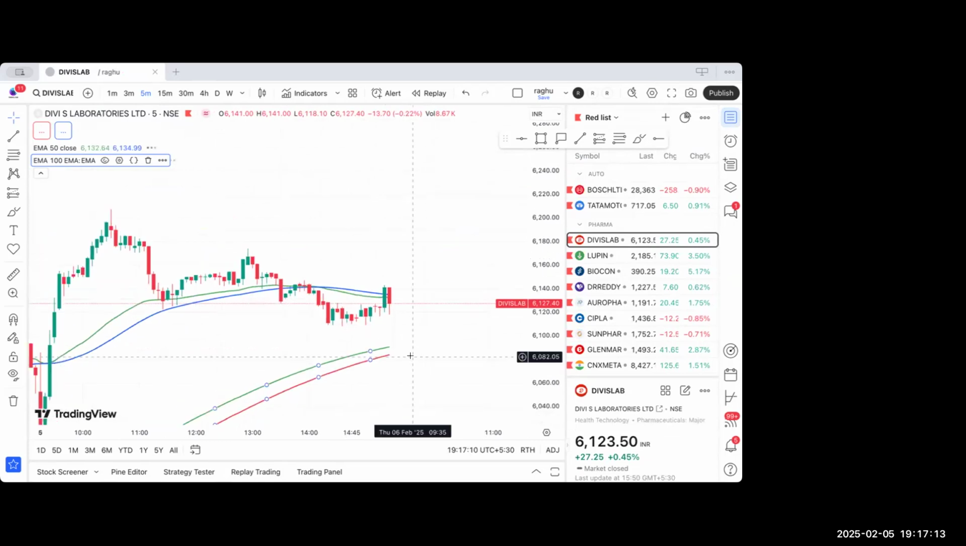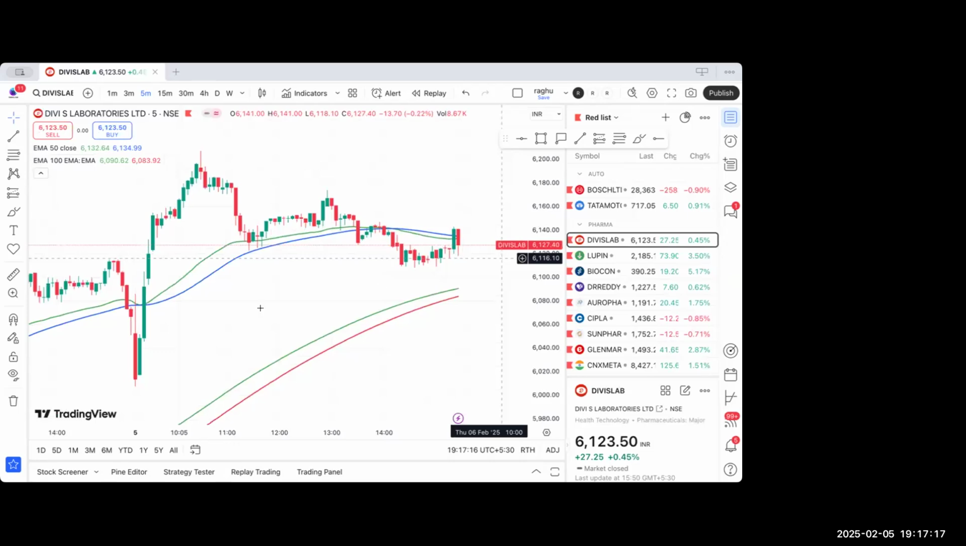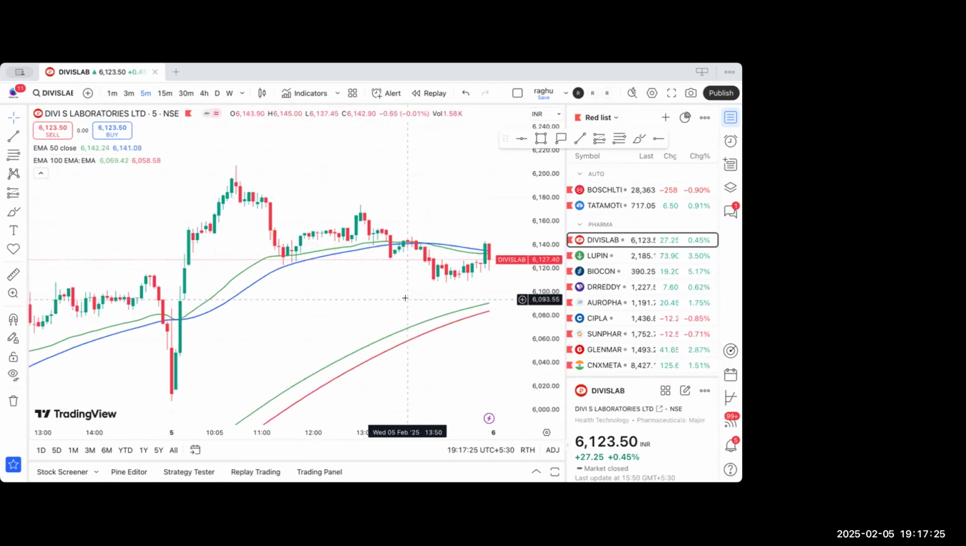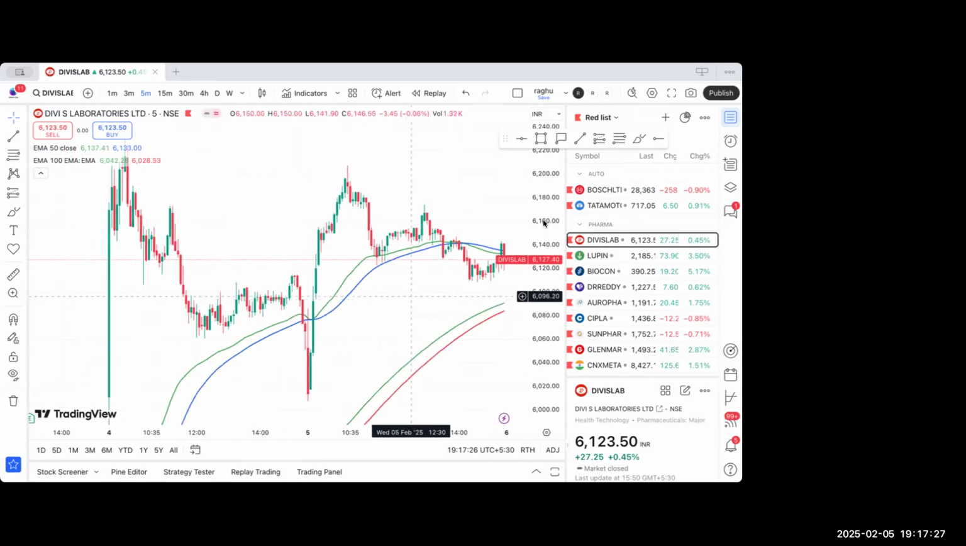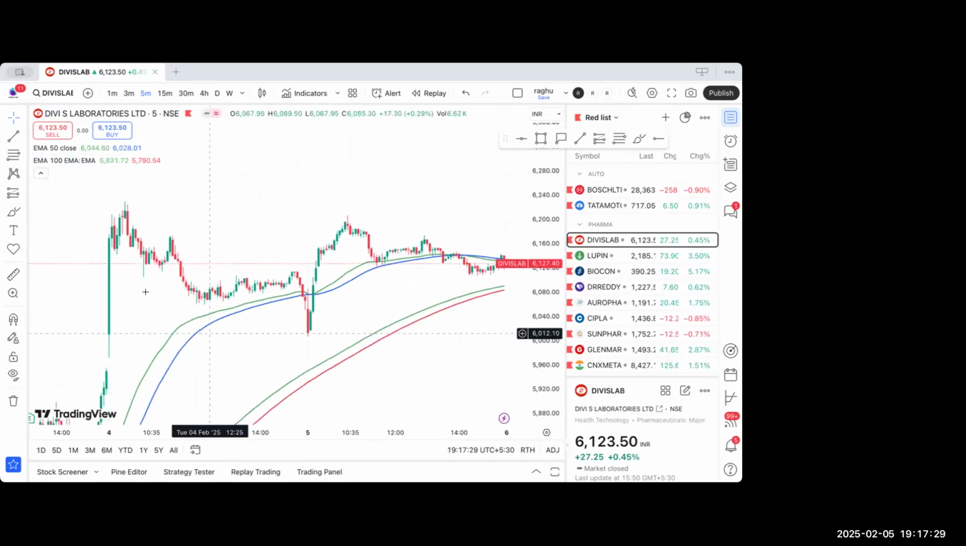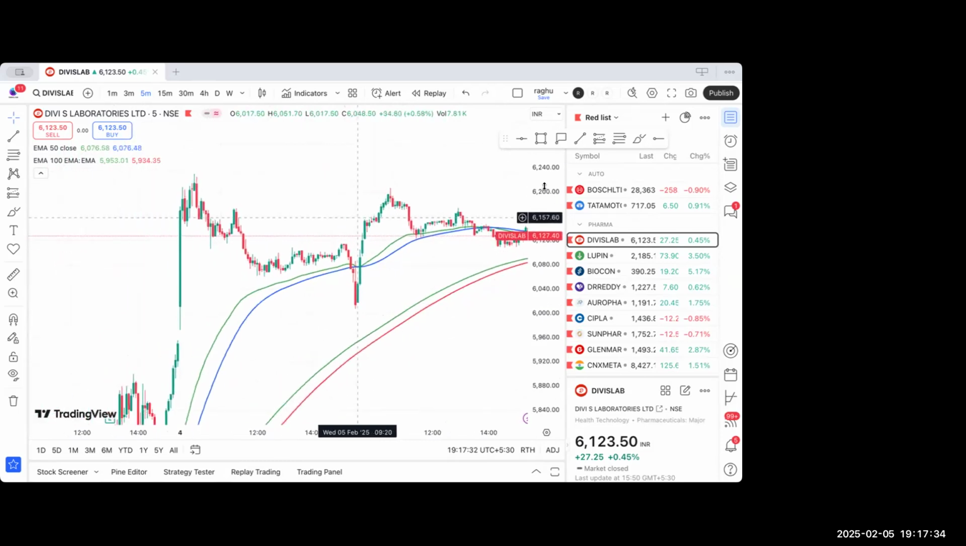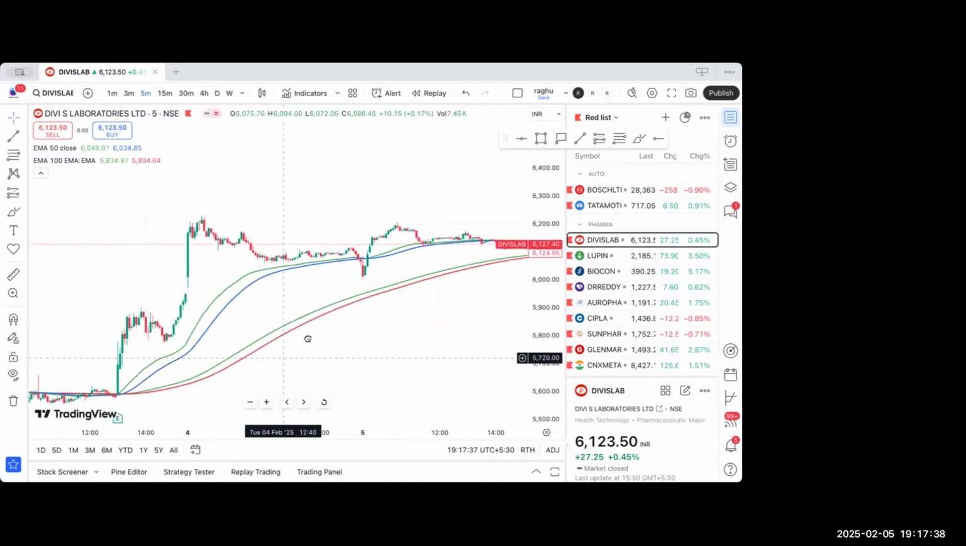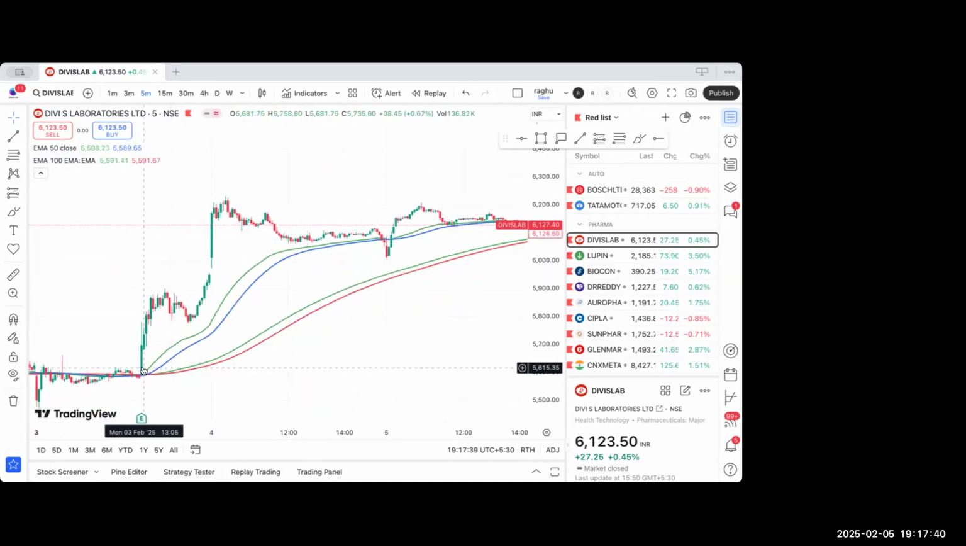See, EMA crossover, superb rally, and full day on EMA it was ranging out. This is yesterday. Before that day, see, this was a rally. I think that day I had given this Divi's Lab. You guys remember? Ajit ji, you remember?